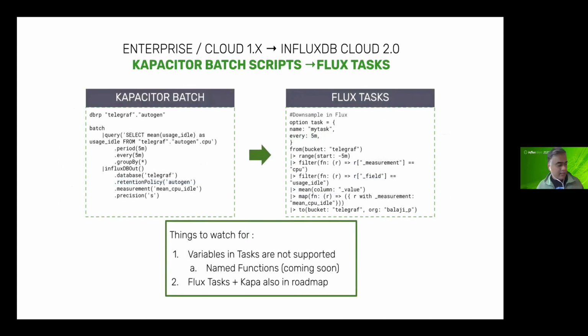So let's go to Kapacitor. Kapacitor 1.x has two things, right? You either have batch scripts or streaming scripts. I'm going to talk about batch first, and then we'll go to the streaming one. You can think about batch as pretty similar to CQs. In fact, people use them because they use too many CQs, and then they have Kapacitor, and they build the batch in Kapacitor. So again, the option here would be to try to convert all of them to Flux tasks.